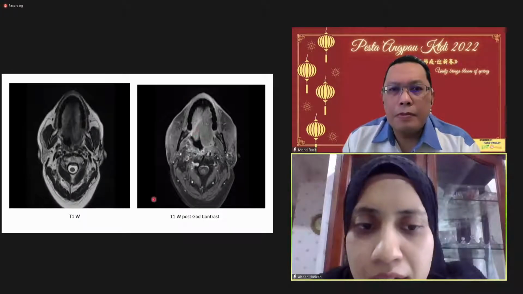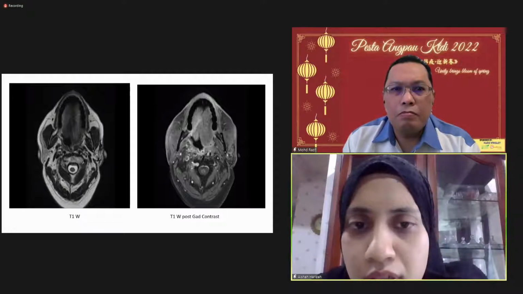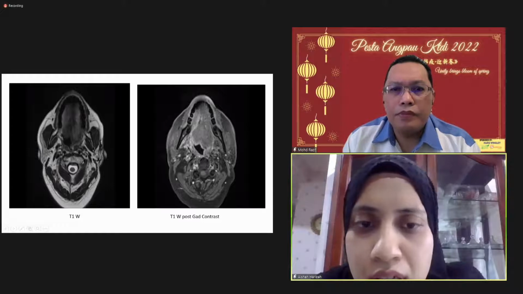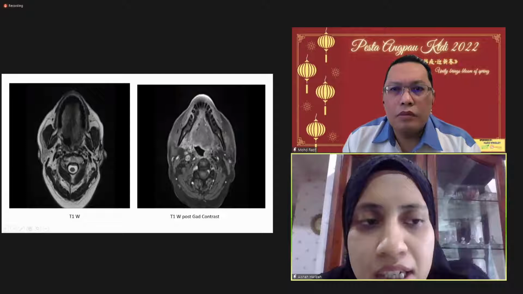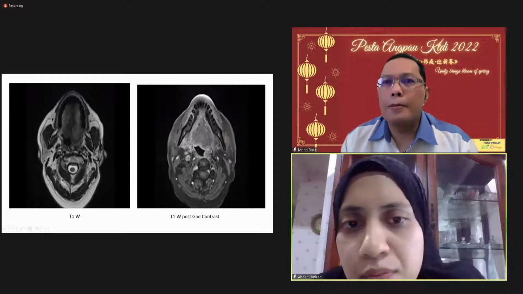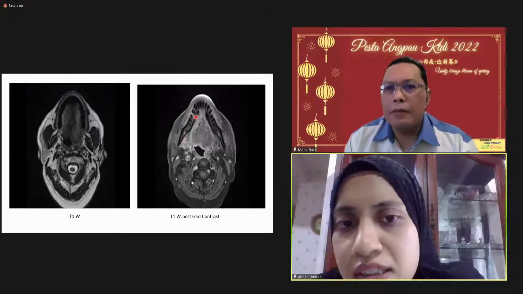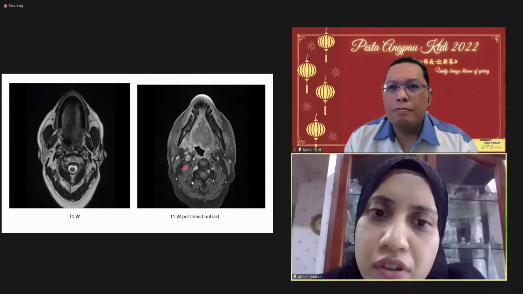And then continue, and okay, so we can see also the right mandibular cortex. There is no breach of the marrow, or the mandibular cortex is still intact, meaning it is not involving the bone yet. Right.